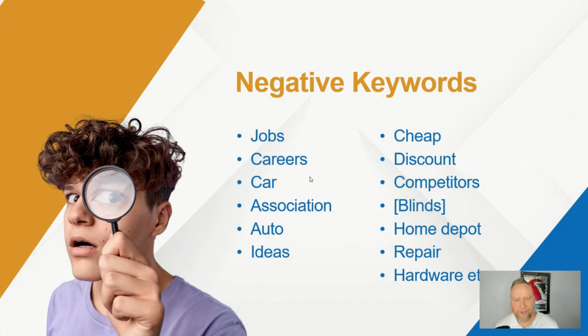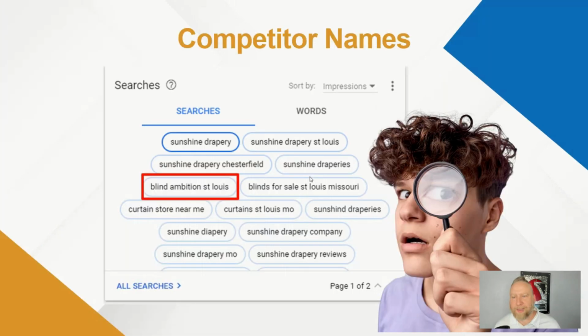So this is where things like cheap, Home Depot, Costco, blinds come in. A lot of our clients don't want to spend money on ads for blinds because they're going up against Amazon and Home Depot, and they're low margin, and not a lot of money involved. It could also be around jobs, ideas, people that are searching for DIY type stuff. You probably don't want your ads to show for those sorts of things as well. Last is competitor names. So definitely worth considering putting in negative keywords around your competitors' names.